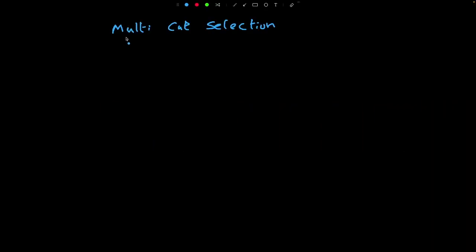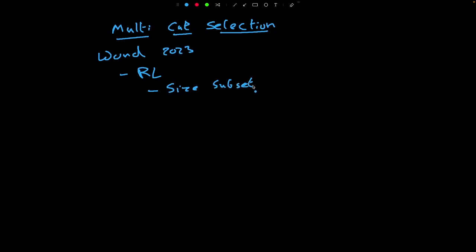So now let's talk about multi-cut selection. The first approach was by Wang and others in 2023. And this was an RL based approach like the previous one. So their policy would decide two things. First is how many cuts should be added in each round, so basically the size of the subset that we are going to add to this node. And second is that once the size is fixed, then which of these cuts, basically the scores.